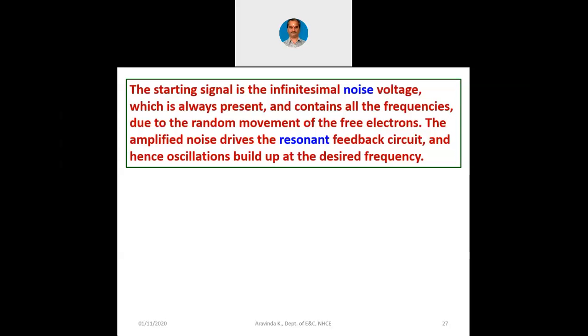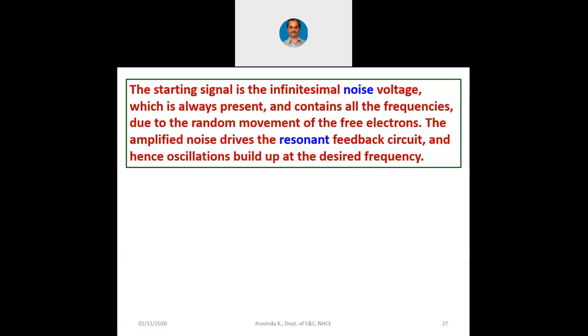Now, if something else induces vibrations in some other circuit element, we can call it resonance. So, this feedback circuit is a resonant circuit. In the sense, it is a frequency selective circuit, and hence oscillations build up at the desired frequency. We can get the desired frequency because it is only the desired frequency which is passed through the feedback circuit.